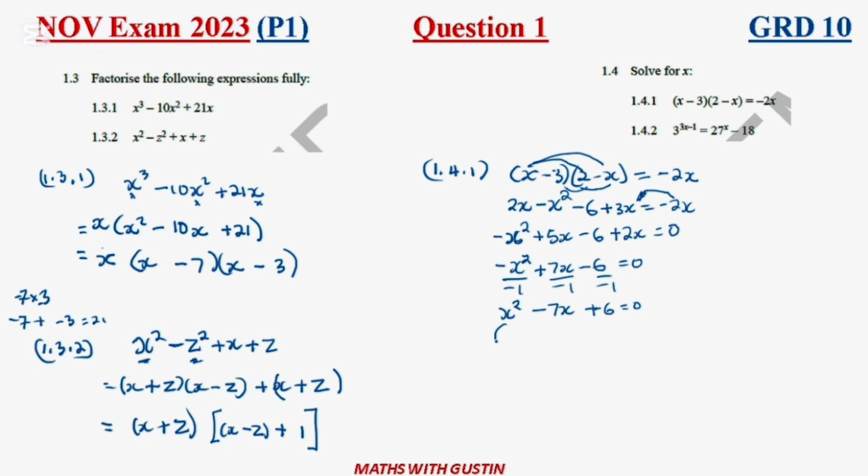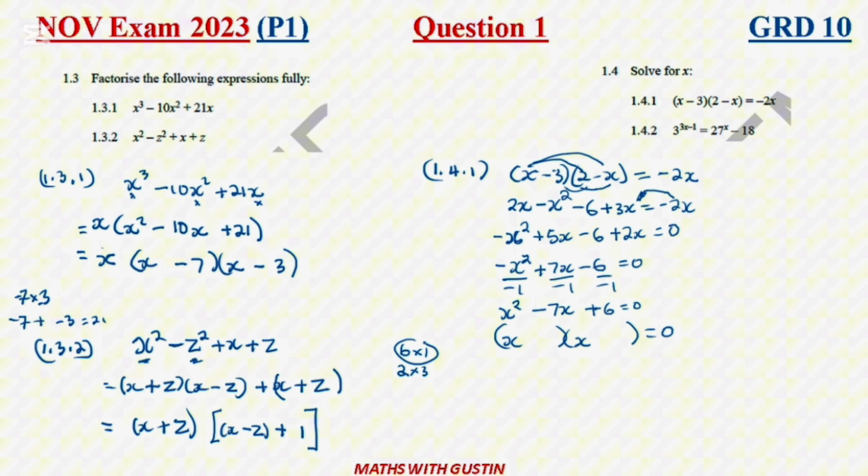Now we need to factorize this trinomial here. What are the two numbers? When you multiply them together, they give you 6. We only have two options: 6 times 1 and then 2 times 3. So the numbers that when you add or subtract will give us 7 are these two numbers here.